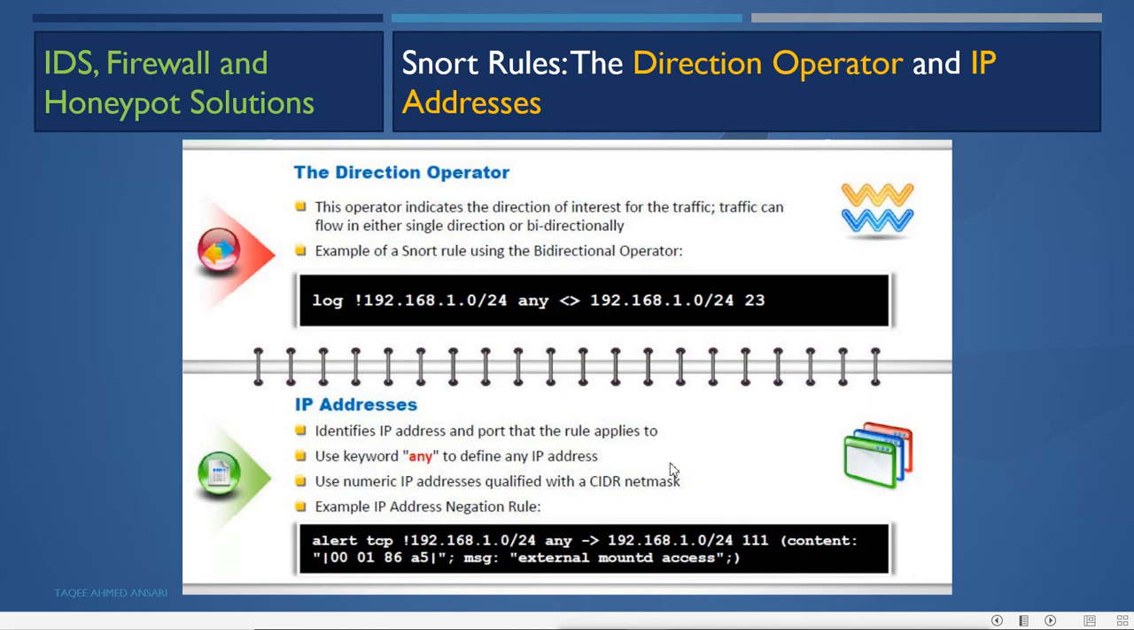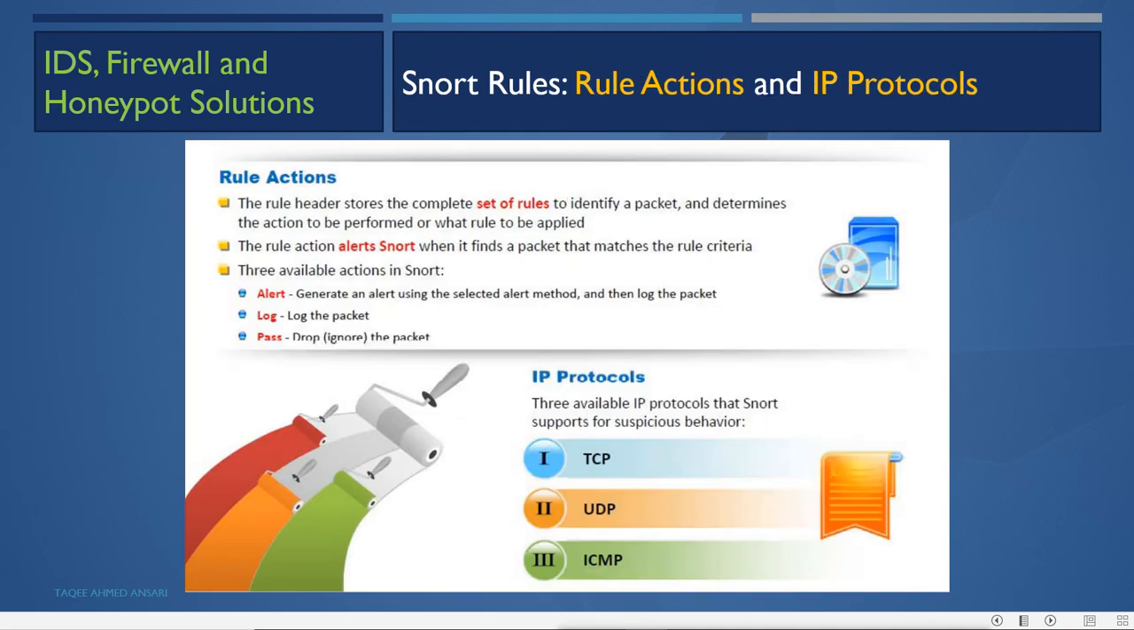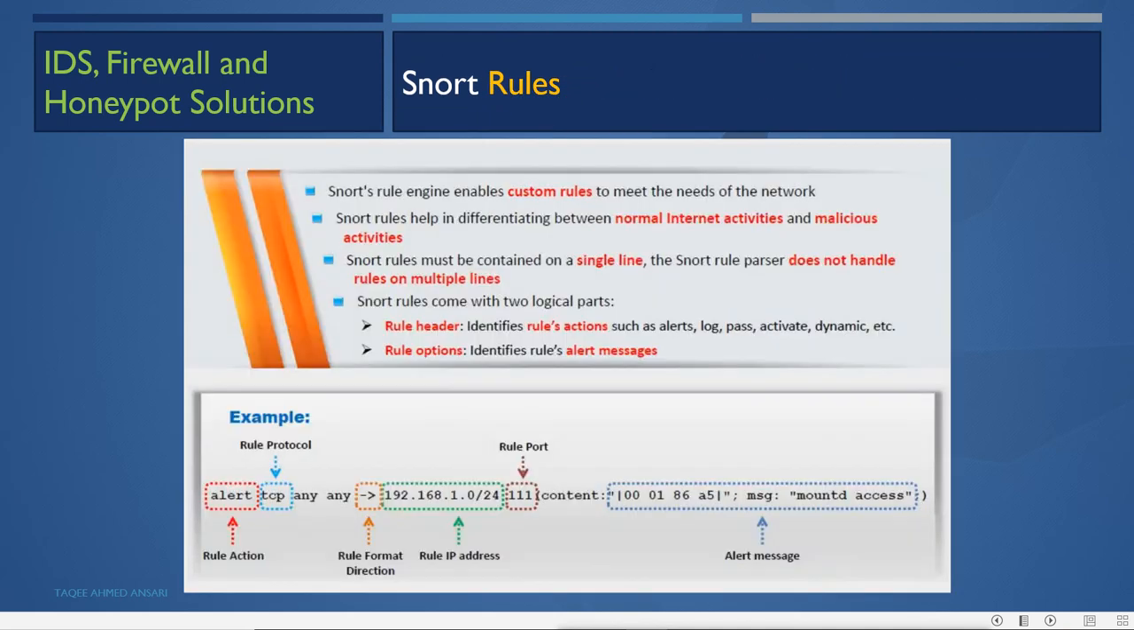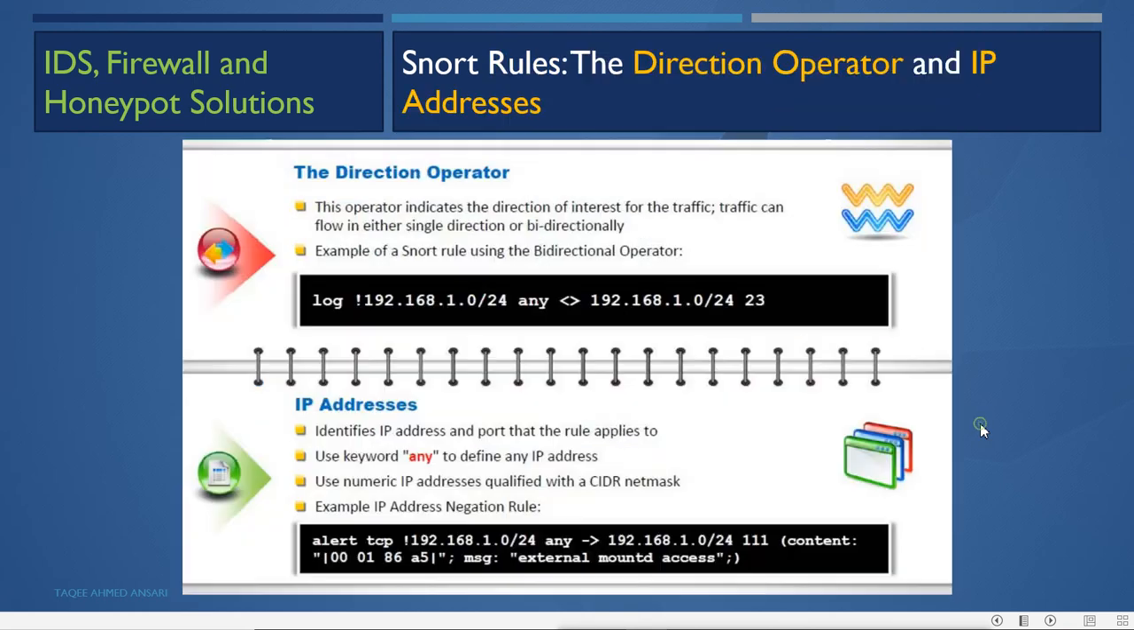Any means all, or you can mention the port number. We can also mention any for the IP address, like from any IP address. Like in this rule, what it is saying here is that from any external IP to any external port, when they come inside for this network and for this port, and the content will be this, then do this. Do what? Alert, and generate this message. So this is what Snort rules we have.